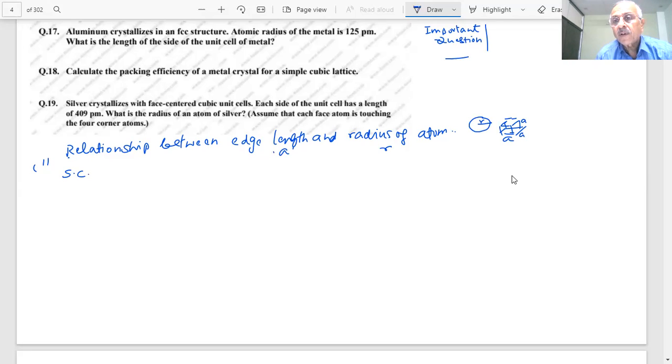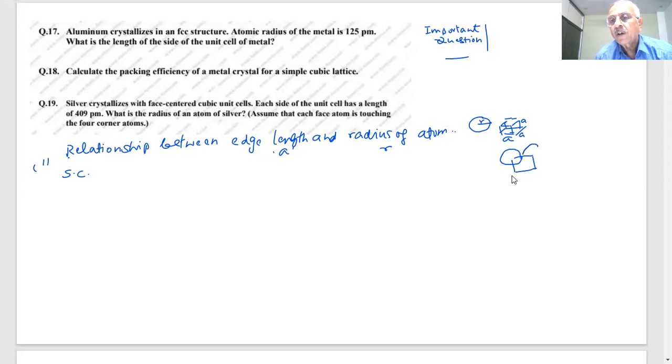All right, very important, students. If you forget, you should know that in simple cubic, 8 atoms are at the 8 corners. Yes, sir. So what is the situation? They are touching along the edge. So this is a, this is r, this is r. So this is very simple: a equals 2r.